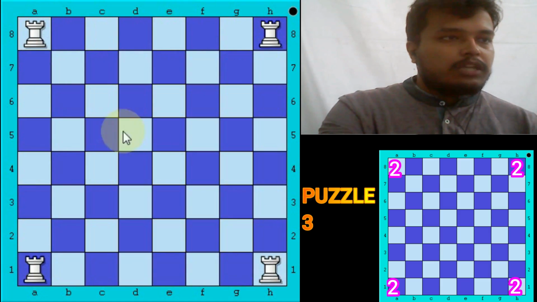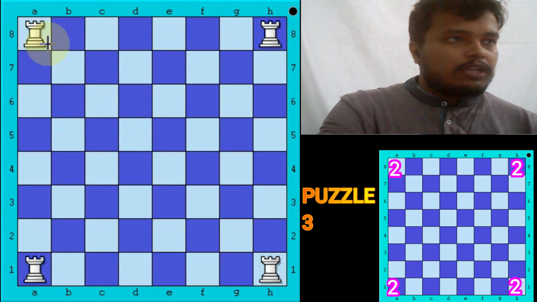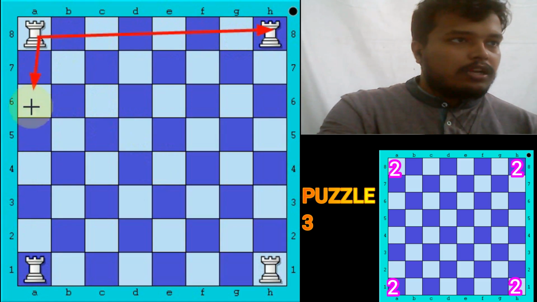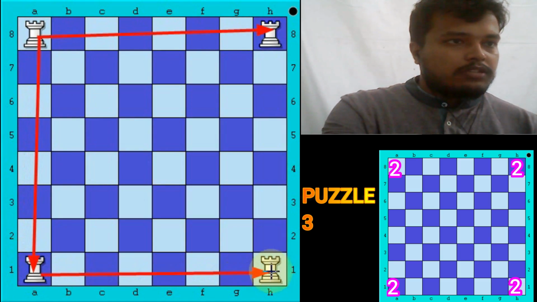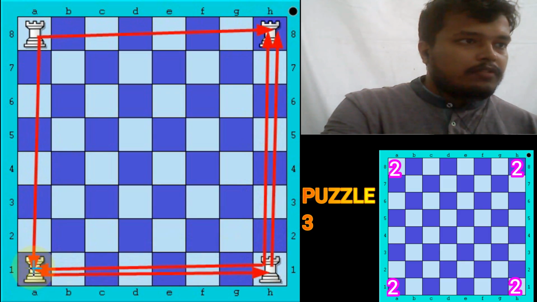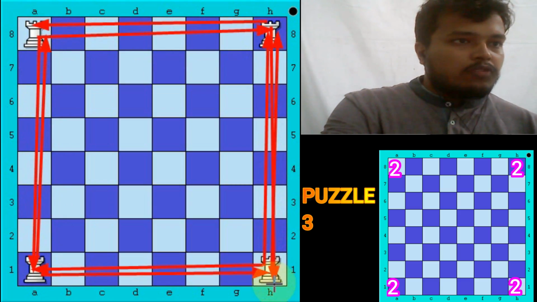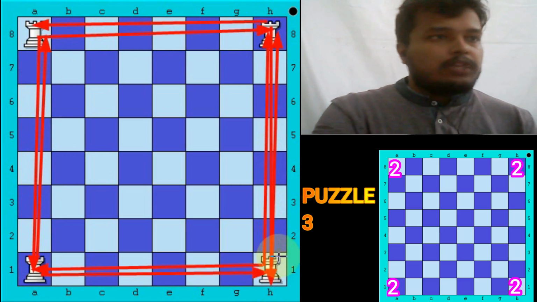Once the rooks are placed at the 4 corners, they attack each other along the file and the rank. This attacks this and this, and this attacks this and this, and this attacks this and this, and this attacks here and here. So all are attacked twice.